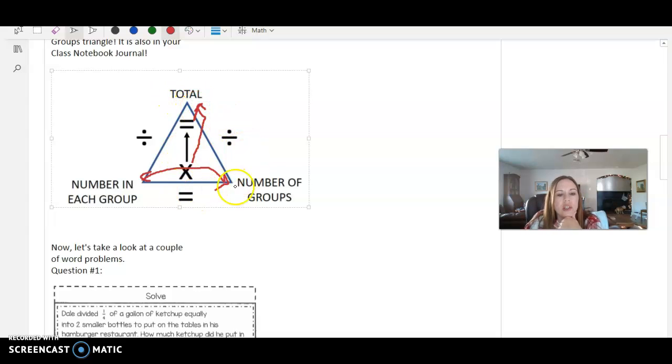Sorry. So that's the division triangle, and that kind of is a little rundown on why I put these things on the outside and in the middle. So if you're multiplying these two, the number of groups and the number in each group together to get your total.